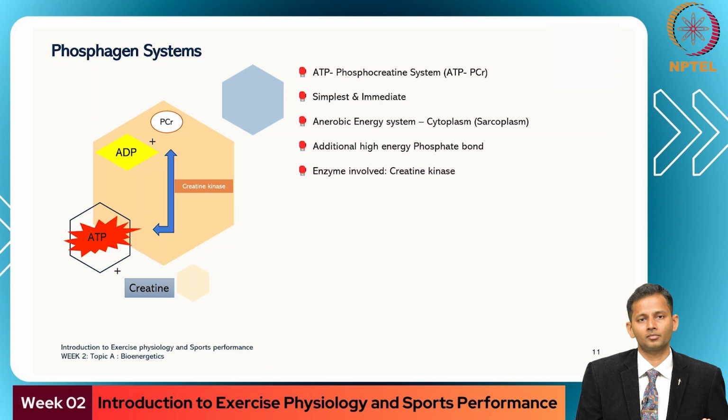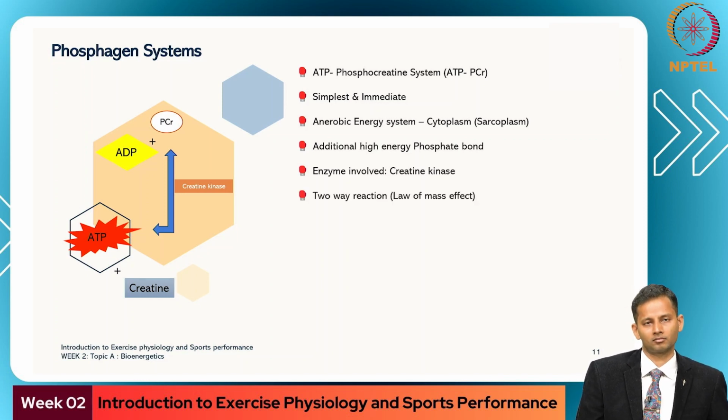kinase. And this system is the simplest energy system that is available in the body, and it's the most immediate, as I had mentioned earlier. And since the phosphocreatine again has a high energy phosphate bond, this is a source of another high energy phosphate bond which gives you the additional energy when in need. The reaction, similar to ATP, is bidirectional. So as per the requirement, the reaction can go either way.